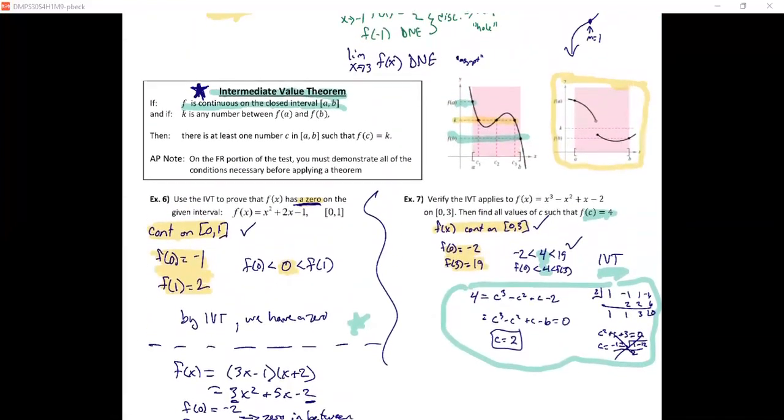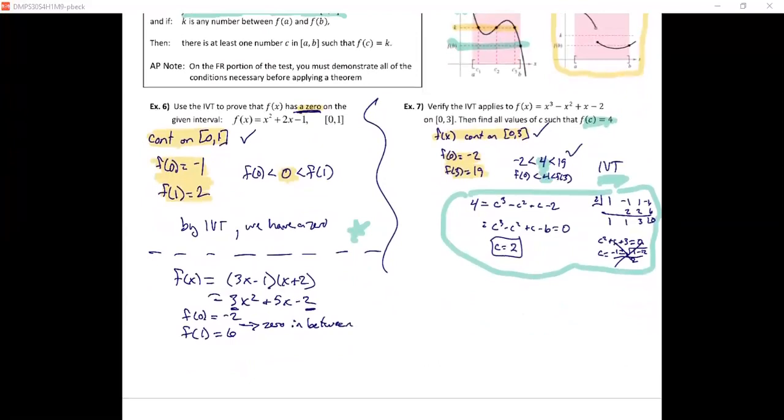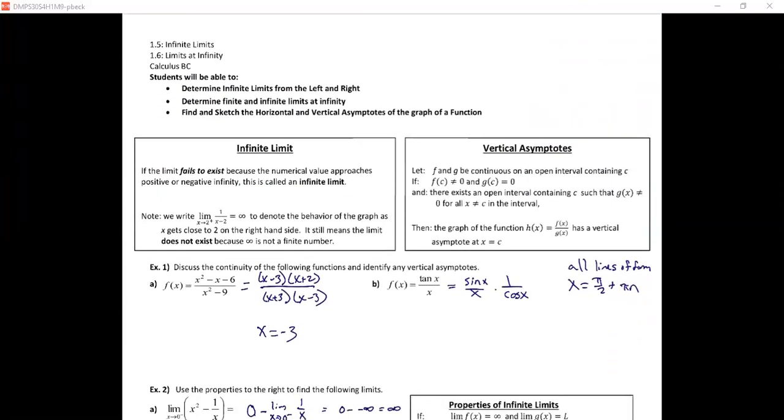So those are the major ideas behind continuity that we care about for the AP. So we move on to section 1.5. 1.5 is about infinite limits. Now, students tend to get confused a little bit between infinite limits and limits at infinity. For infinite limits, that is when the limit as x approaches c from either the right or the left equals infinity or negative infinity. Versus limits at infinity, that keyword at says what is the limit at infinity, or as x approaches infinity, which is more proper.